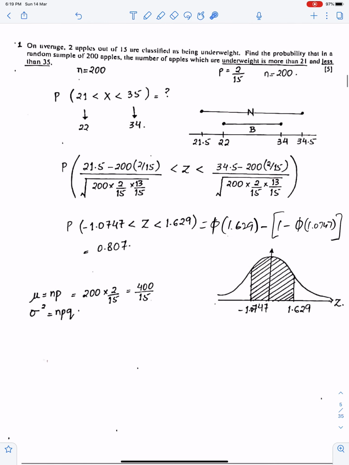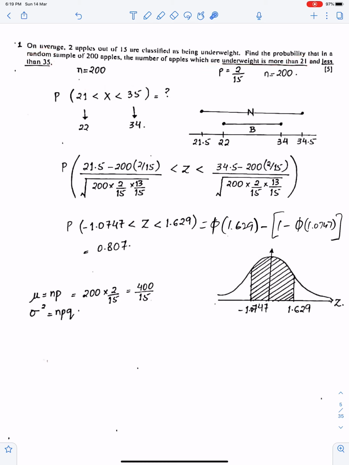On average, 2 apples out of 15 are classified as being underweight. Therefore, the probability of underweight apples will be 2 upon 15. Find the probability that in a random sample of 200 apples, this is n of binomial, the number of apples which are underweight is more than 21 and less than 35. This is more than 21 and this is less than 35.